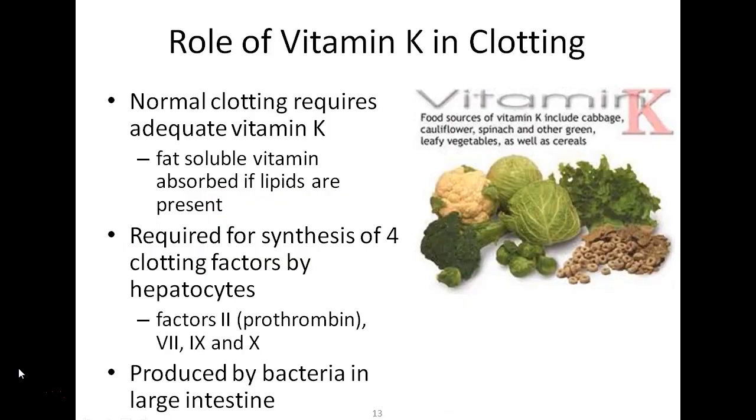So it takes certain special enzymes and vitamins to make this happen. And one of those is vitamin K. So to get successful blood clotting, it does require adequate vitamin K. This is going to be a fat-soluble vitamin, and we can see on the right side vegetables such as kale or cabbage or broccoli or cauliflower are all high in this vitamin K.